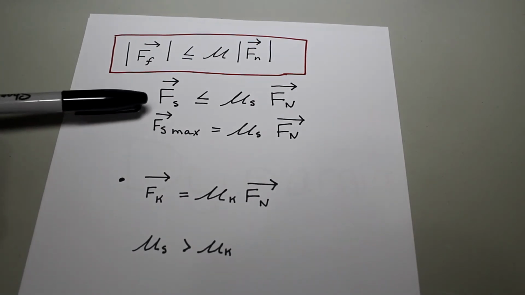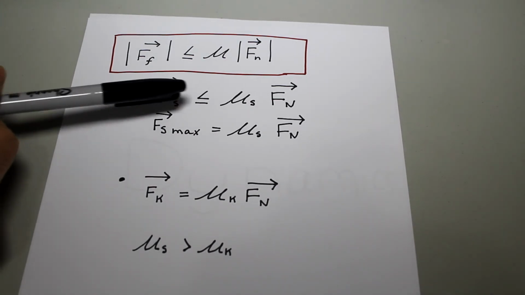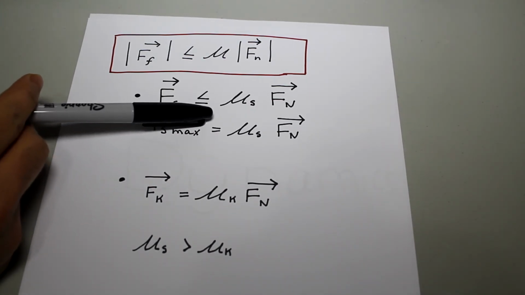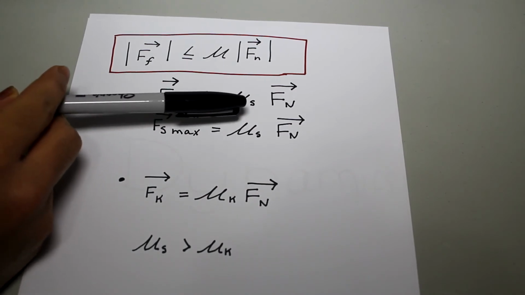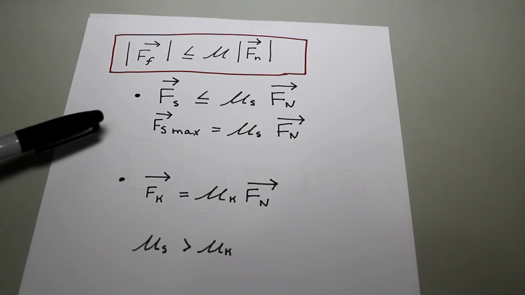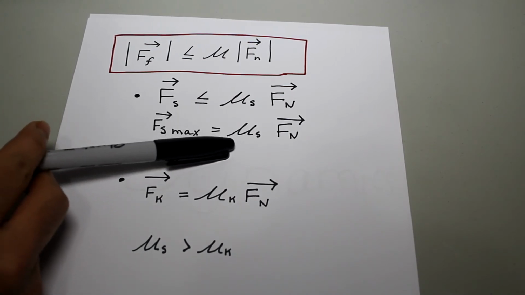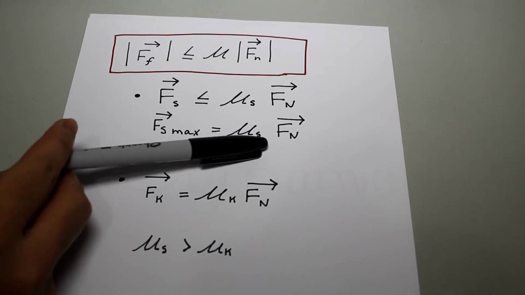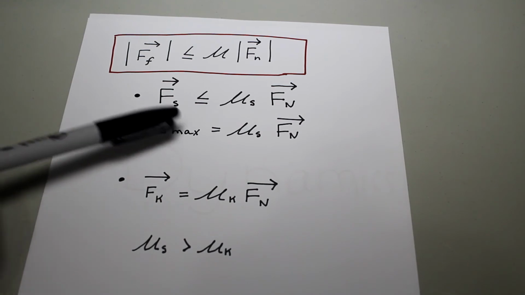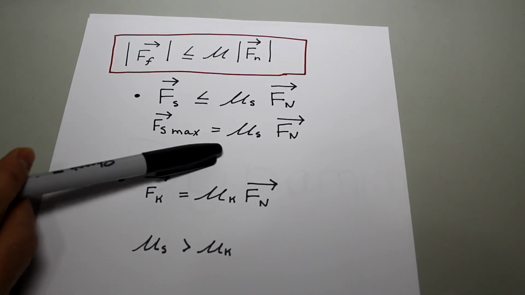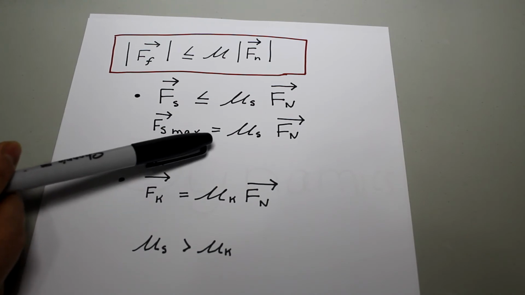First, we have force of static friction is less than or equal to the coefficient of static friction, mu sub s, times normal force. And the maximum static frictional force is equal to mu sub s times normal force. Your static frictional force will never be greater than this. It can be less than that, but it will never be greater than what this is.